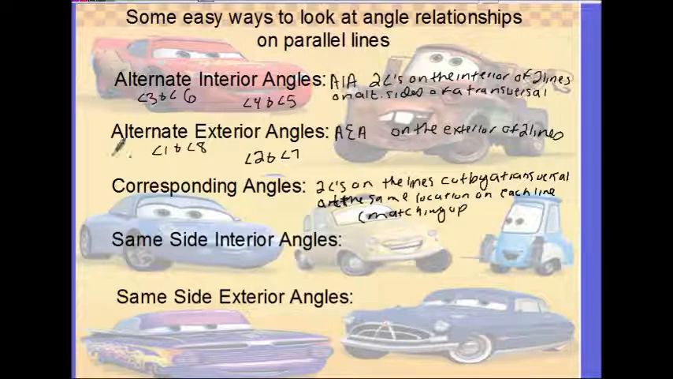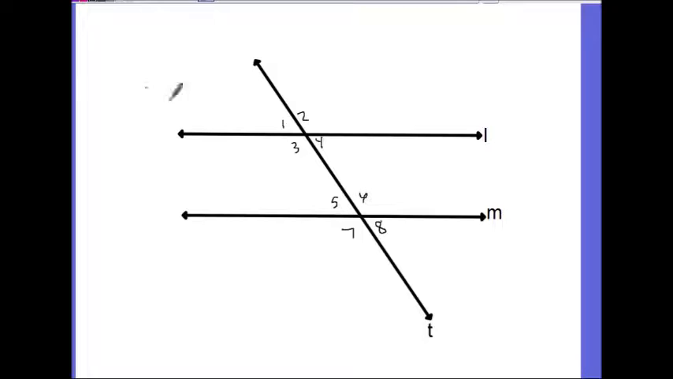So let's go ahead and look back. Okay, so let's look at this top line. I have top left, top right, bottom left, bottom right. The second line, top left, top right, bottom left, bottom right. They match up. Top left with top left. Top right with top right. Bottom left with bottom left. Bottom right with bottom right. Those are going to be my pairs of corresponding angles.